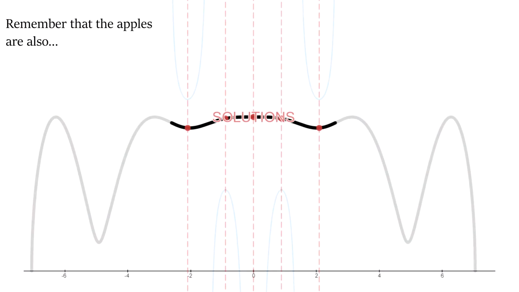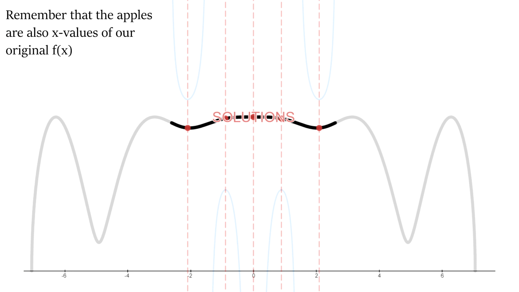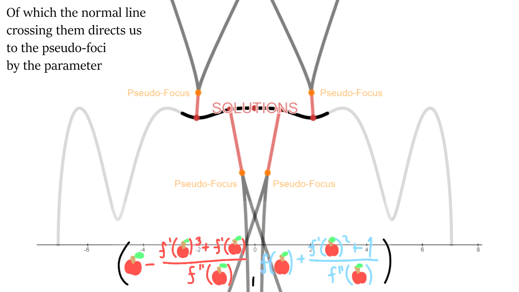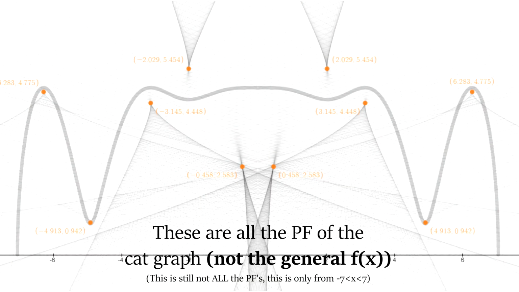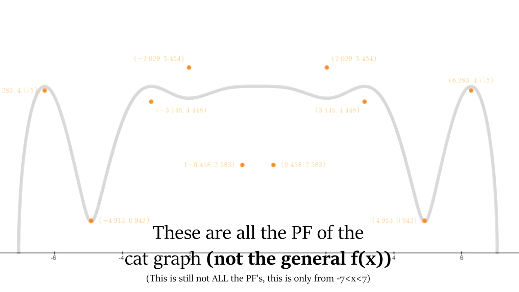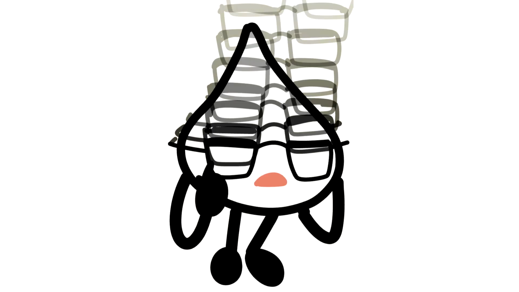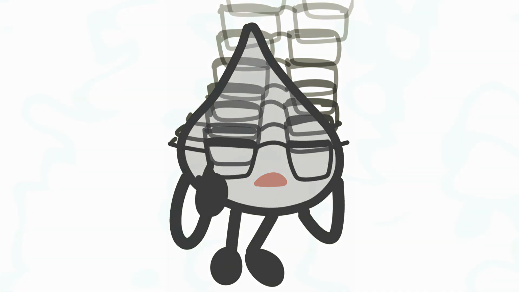Lastly, remember that this apple solution is, or are, also the x values of our original f of x, of which the normal line crossing it directs us to the pseudo-foci by the parameter. And for a bonus, these are every pseudo-foci of the cat graph. There are more than one if you haven't noticed. In summary, the formal way to find the pseudo-focus is as follows.